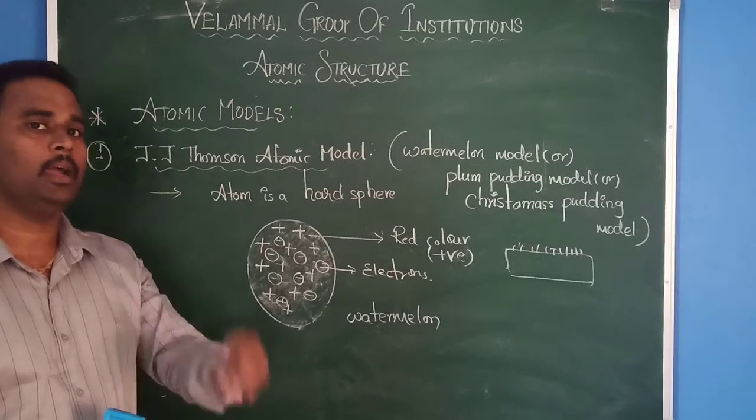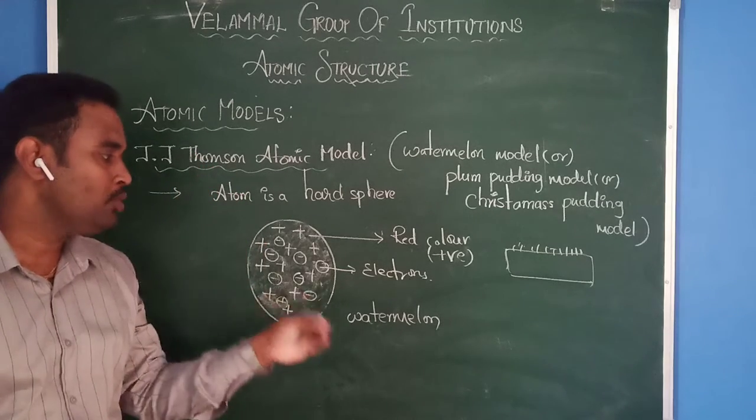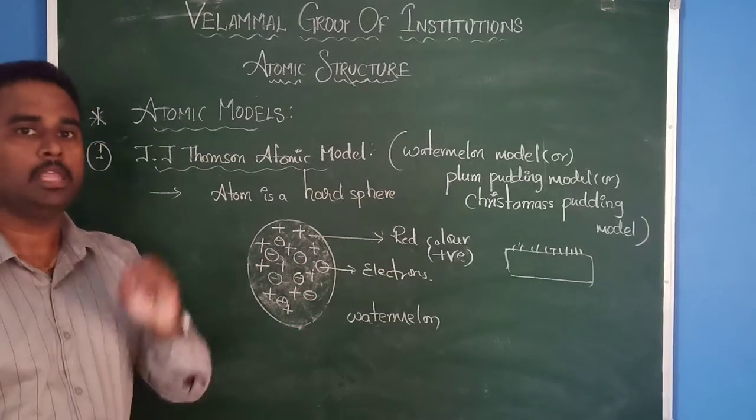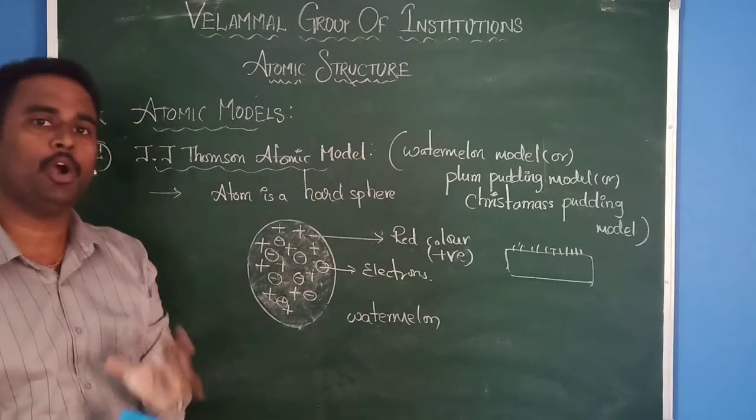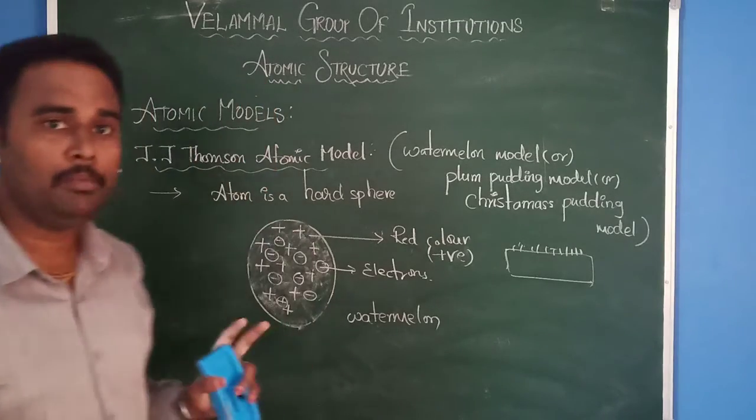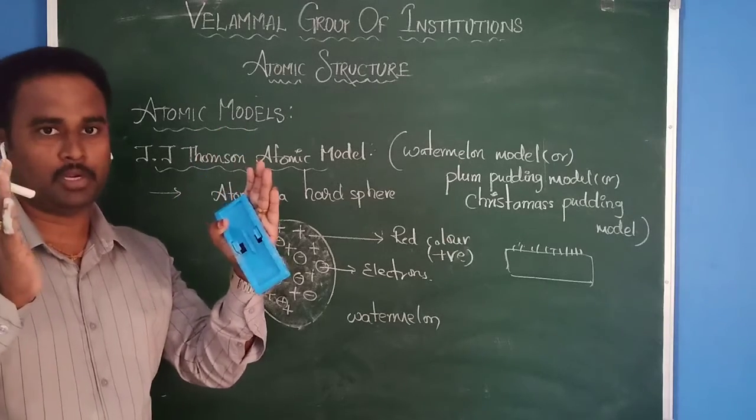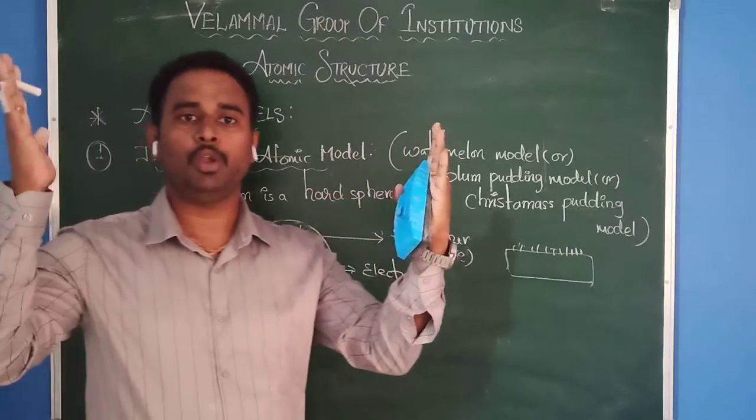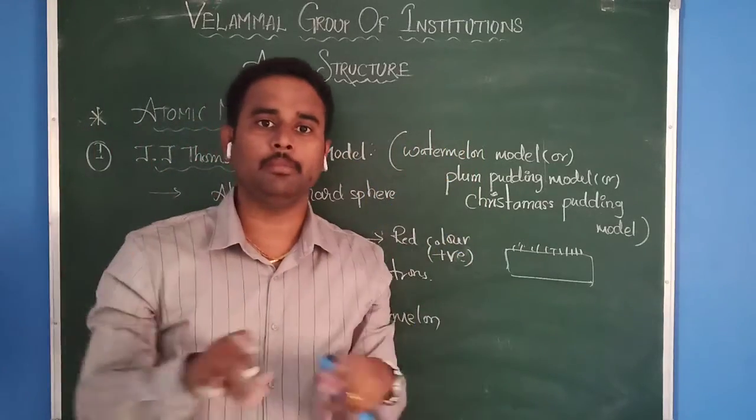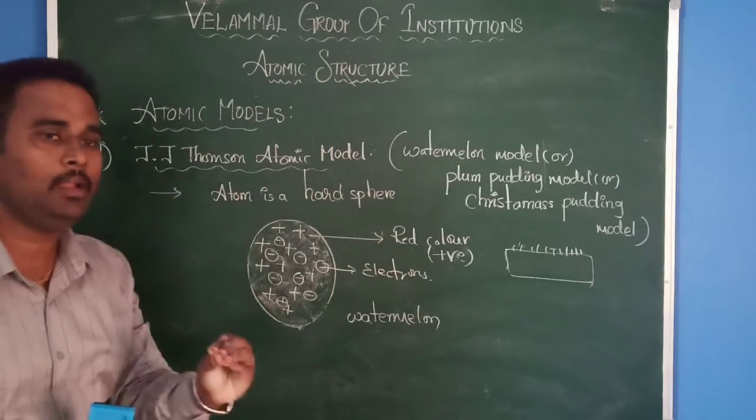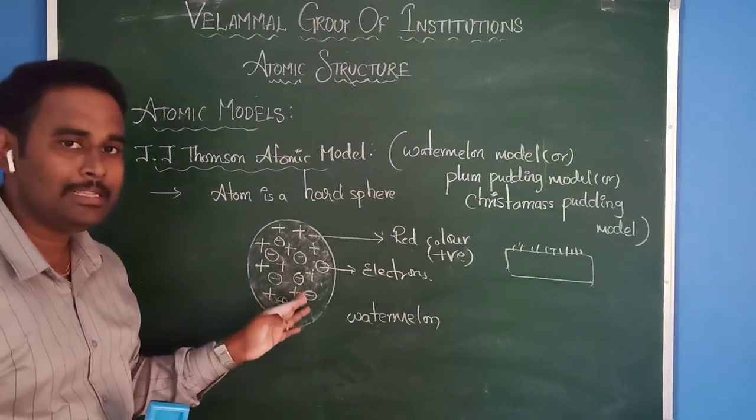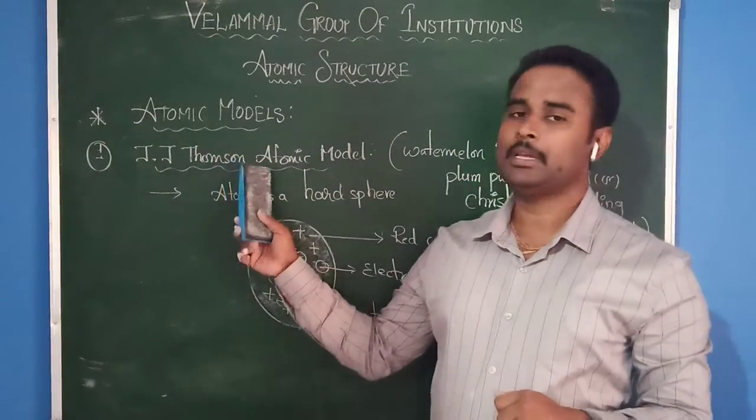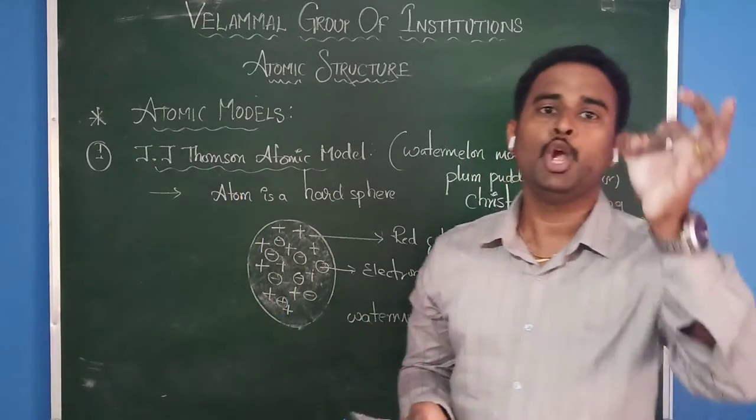What is the reason behind that? He does not explain how the protons are neutralized by the electrons. The whole atom is neutral. He also said the whole atom is neutral. Neutral means protons equal to electrons. When there are 10 protons, there must be 10 electrons, then both cancel and the whole atom is neutral. But he does not explain how protons are neutralized by the electrons. That is the main drawback of the J.J. Thomson atomic model. He doesn't explain the neutrality.